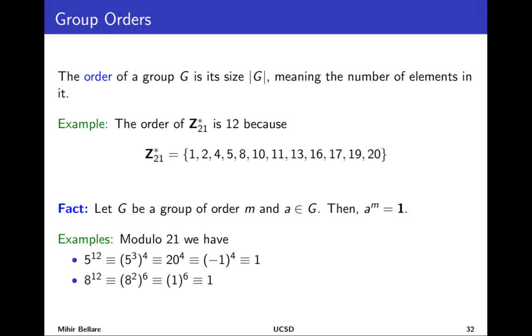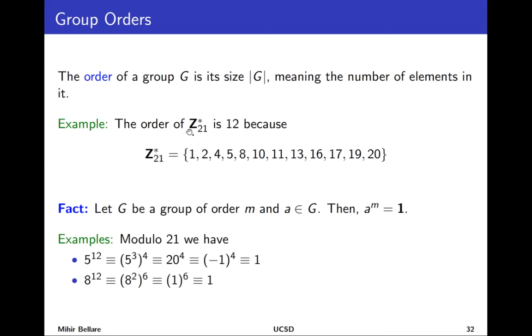So that's not so easy to figure out because this set is somewhat complicated. It's all numbers between 0 and 20 that have no common divisor with 21. But we can take a brute force approach. We just figure out what the set is.